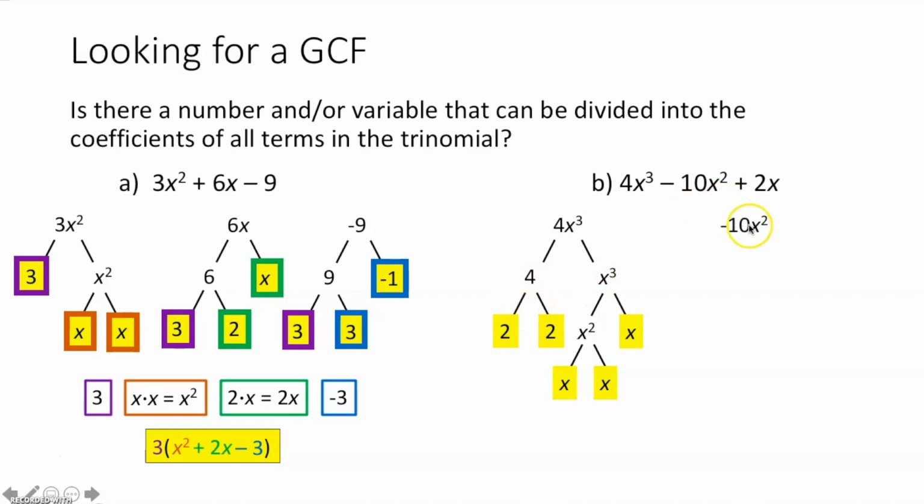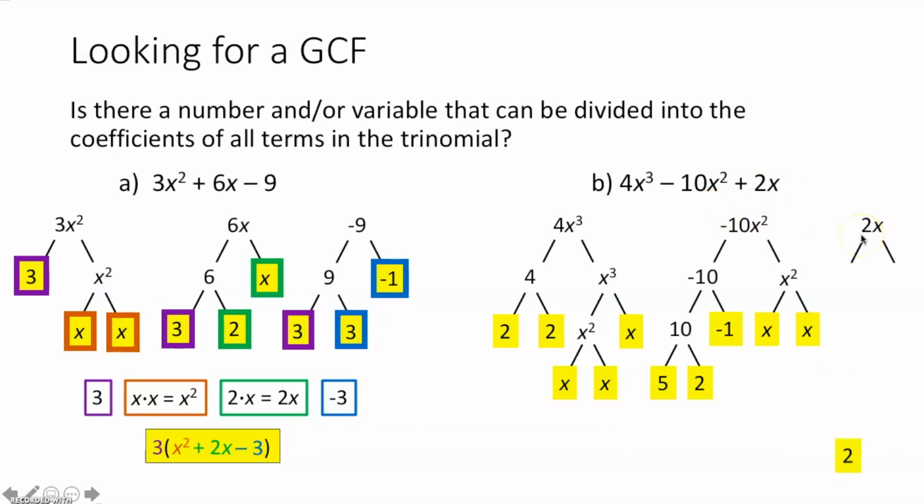Now let's do -10x squared. So we break apart the -10 and the x squared first. For -10, we want to take out the negative, so it becomes 10 times -1. And then we break down 10 into 5 times 2. Lastly, the x squared over here turns into x times x. And then this 2x at the end, we can break into 2 times x.